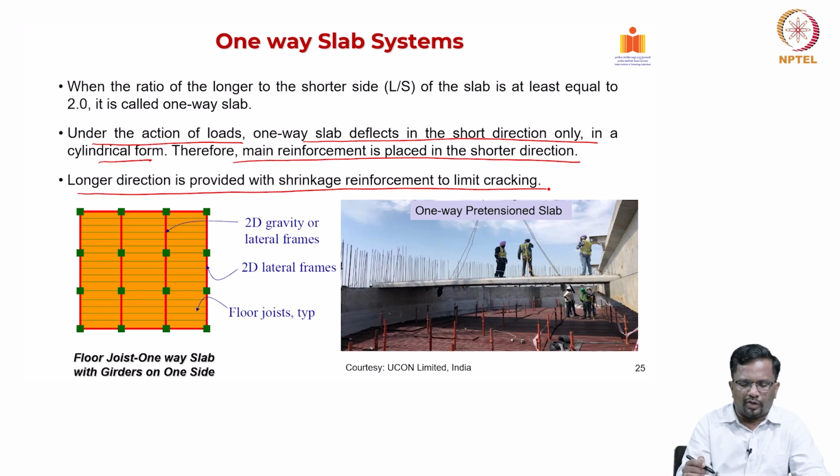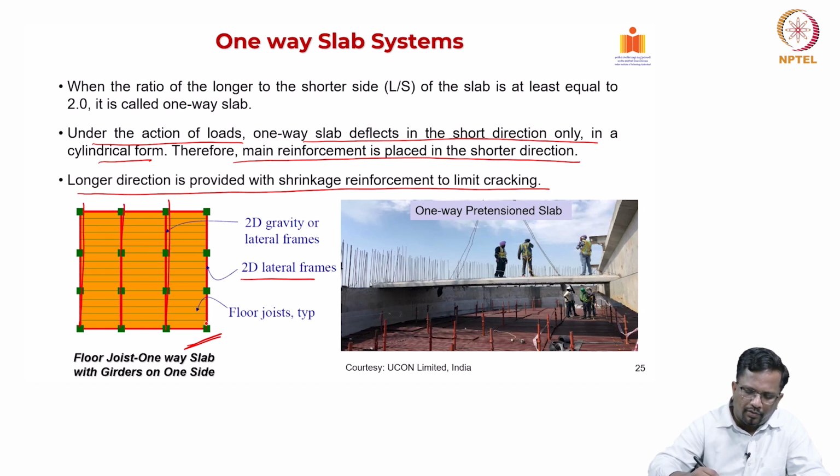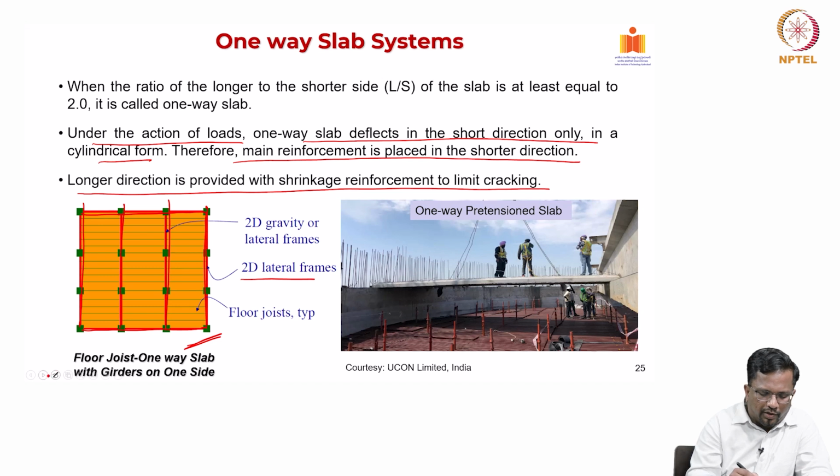For example, this is one case that you see here. I have oriented some lateral frames in the red color. What you see in this picture is actually a floor joist one-way slab with girders on one side. So, what is the meaning? You see here I run the girders like this, right. Also, I have some girders on the perimeter of the building just to stiffen it up, but all these other things are actually one-way slab.